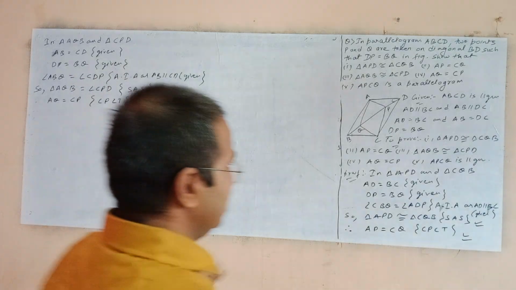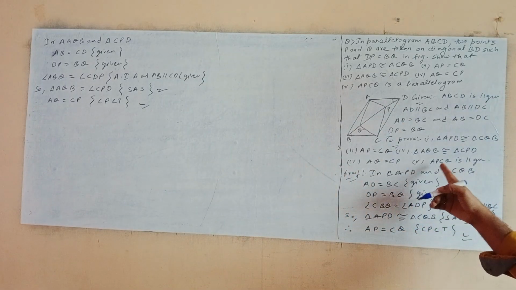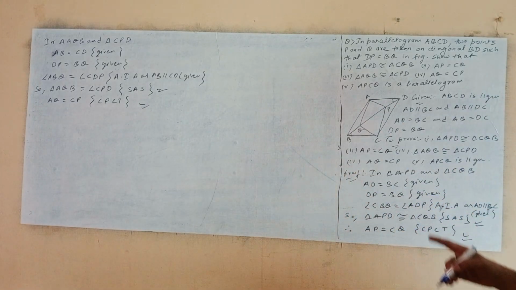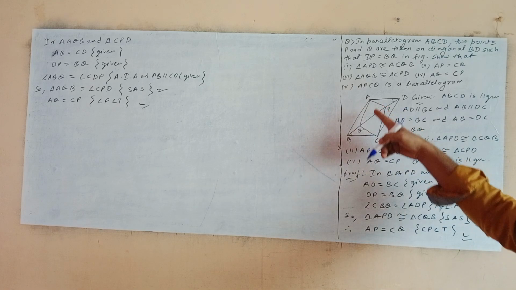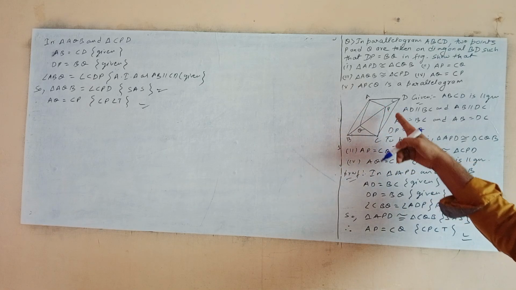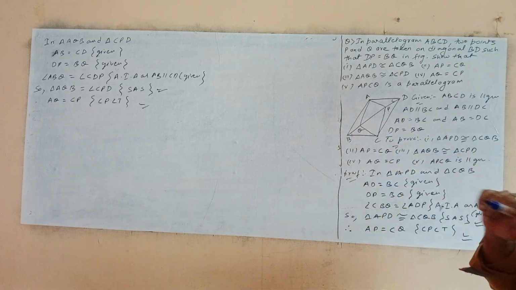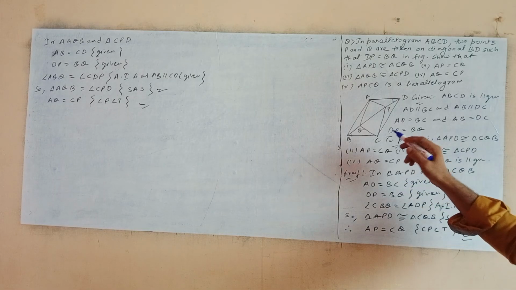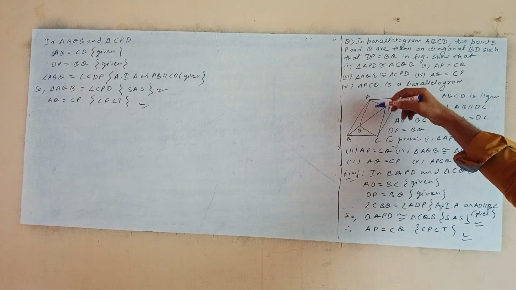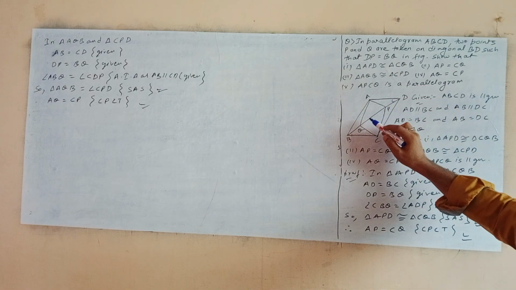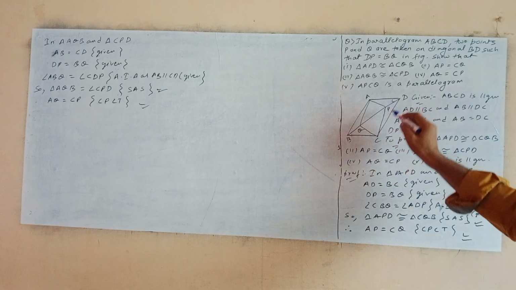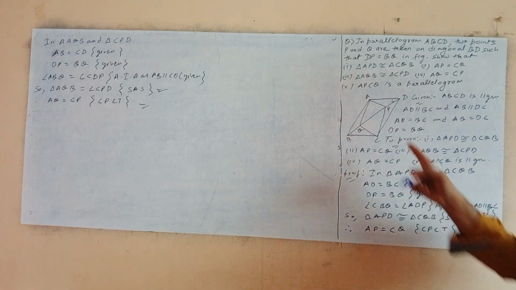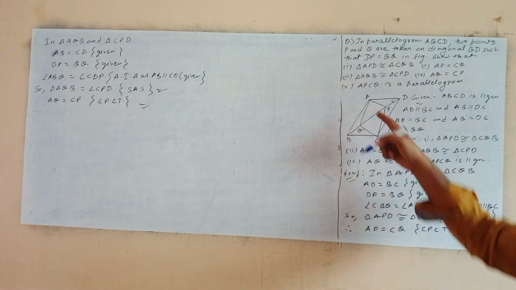Here also, two more things, so four things we have proved. Now you have to prove APCQ is a parallelogram. We have AQ equal to CP and AP equal to CQ. For making a parallelogram, you have to show AQ parallel to PC and AP parallel to QC. For this you have to make both triangles congruent with each other.